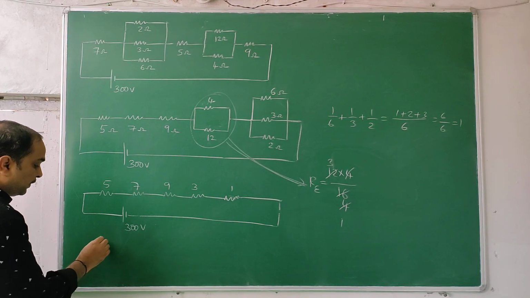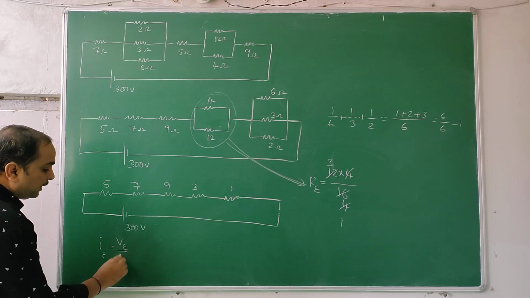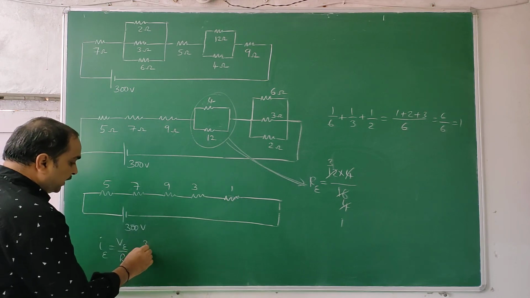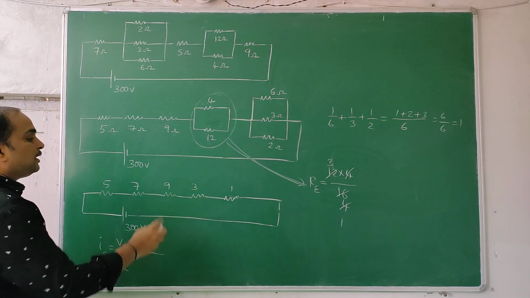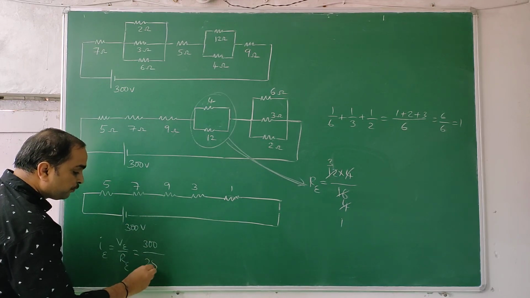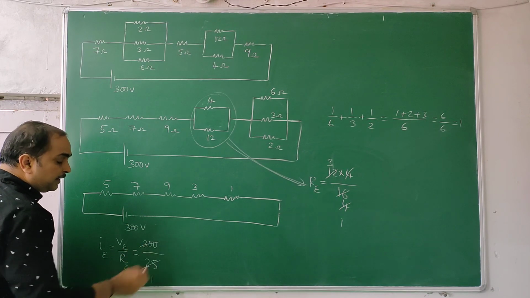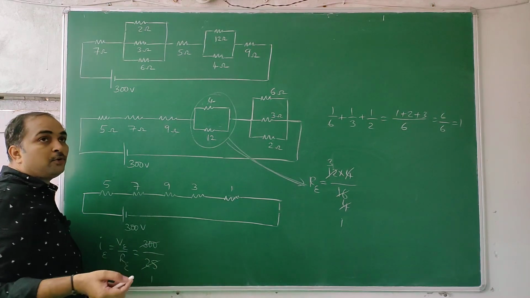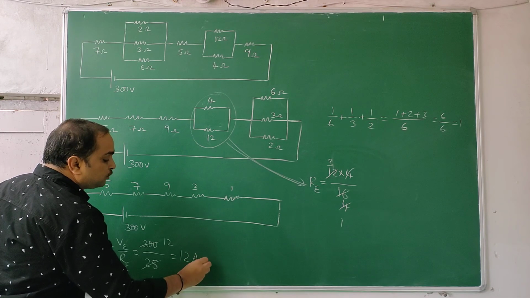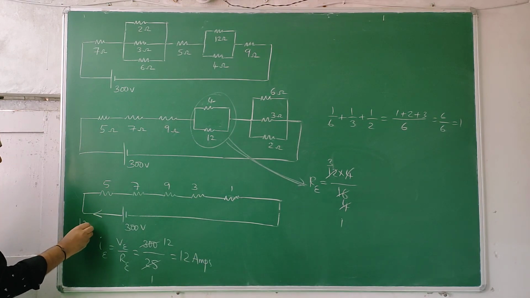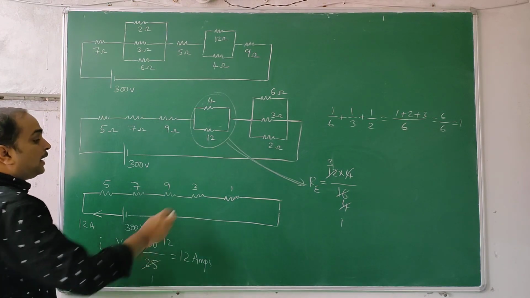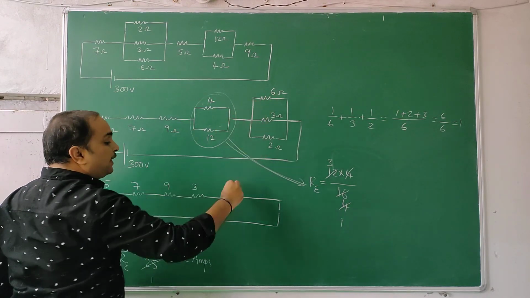Now I can write I equivalent is equal to V equivalent by R equivalent, where R equivalent is the sum of all these. So I equivalent is 300 by the sum of all these things: 9 plus 1, 10; 7 plus 3, 10; 5. So it's 25. 25 times 12 is 300. So it is 12 amperes current that is going to come out. This 12 amps has to pass through 5, 7, 9, 3 and 1. And it splits here, but again you will get back the same 12.